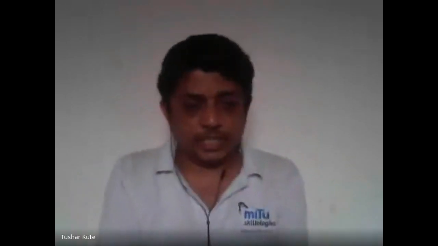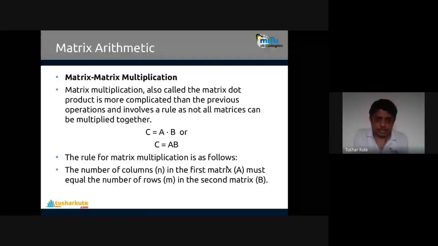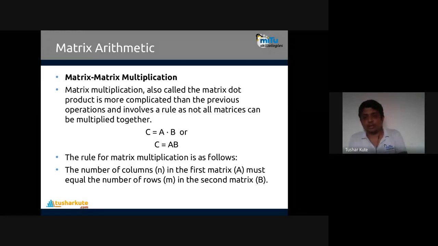Maybe you all learned that in mathematics also. See, matrix multiplication is also called the matrix dot product. Remember, it is the matrix dot product. We have seen the vector dot product, now the matrix dot product. It's more complicated than the previous operation and involves a rule, as not all matrices can be multiplied together. So C is equal to A dot B, or C is equal to AB.